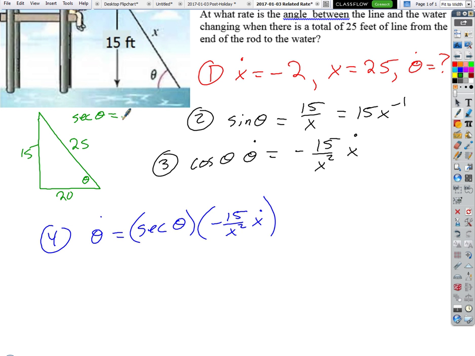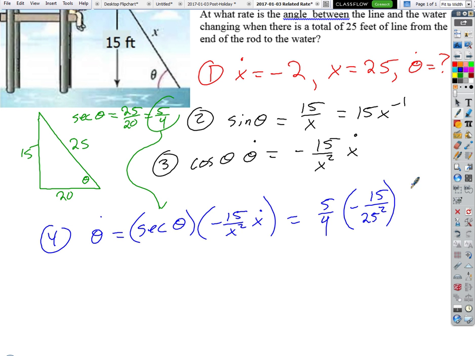5/4. Yeah. Secant's just going to be the reciprocal of 20 over 25, so 25 over 20, which reduces to 5 over 4. So I can just plug that in right there. And then if we plug and chug, we just get 5/4 times -15 over 25 squared times -2. Whatever I get, if I do all that, is my answer. And what would my units be?